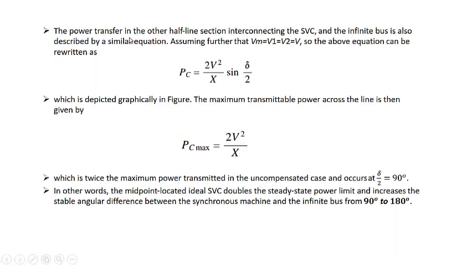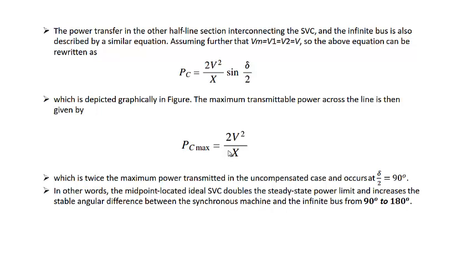Now the power transfer equation, when V1 is equal to V2, will be equal to twice V square by X sine of delta by 2. Here the P max is now increased to twice V square by X. So by using XC, that is the capacitor only, that has increased the power transfer capability, but not exactly. That depends upon the value of XC.